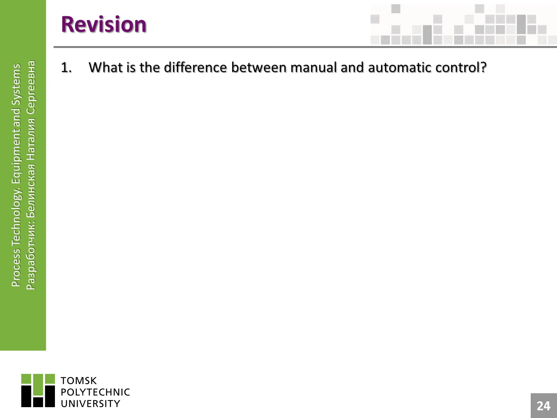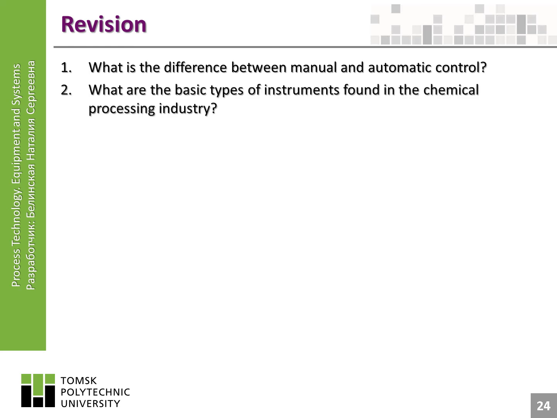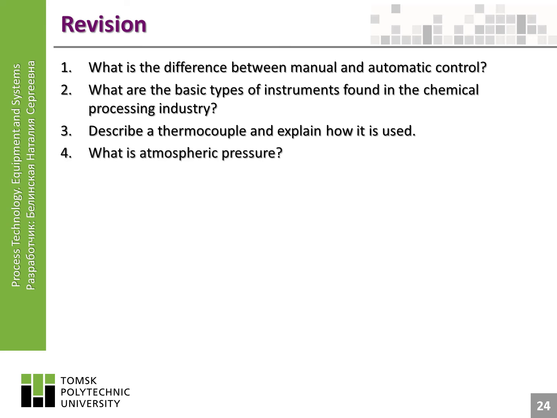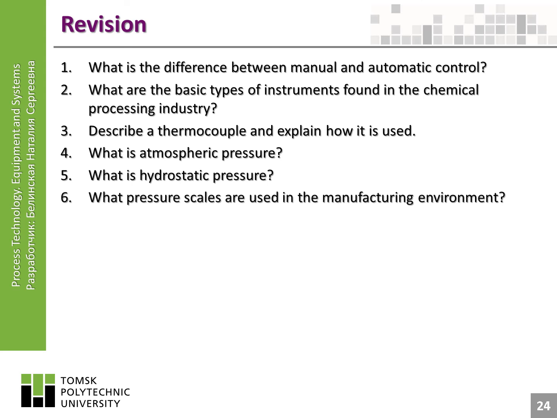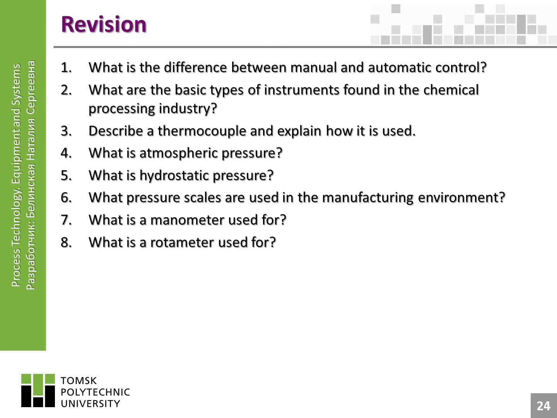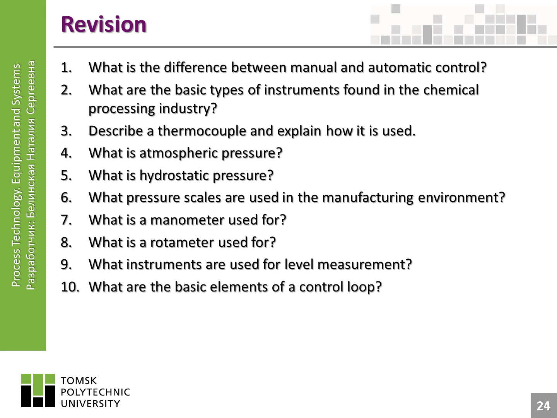To revise the learned material, answer the questions. What is the difference between manual and automatic control? What are the basic types of instruments found in the chemical processing industry? Describe a thermocouple and explain how it is used. What is atmospheric pressure? What is hydrostatic pressure? What pressure scales are used in the manufacturing environment? What is a manometer used for? What is a rotameter used for? What instruments are used for level measurement? What are the basic elements of a control loop?